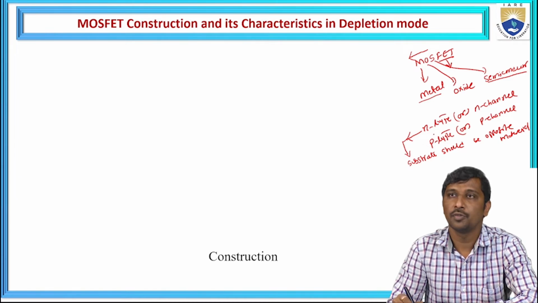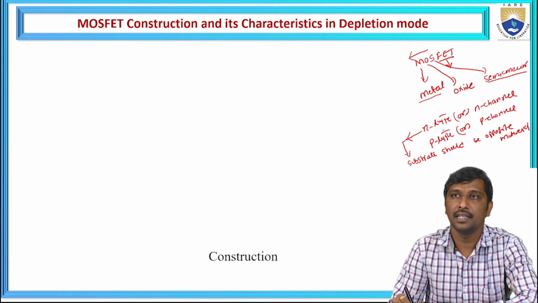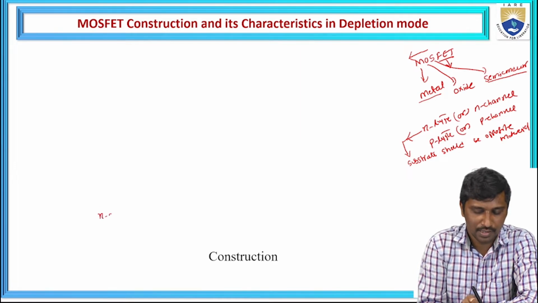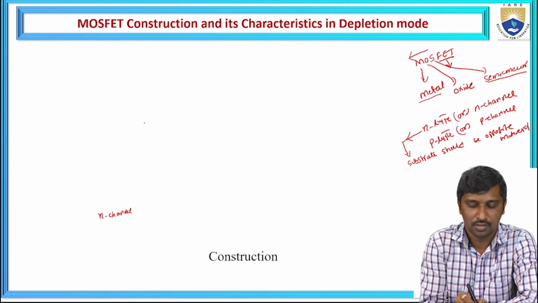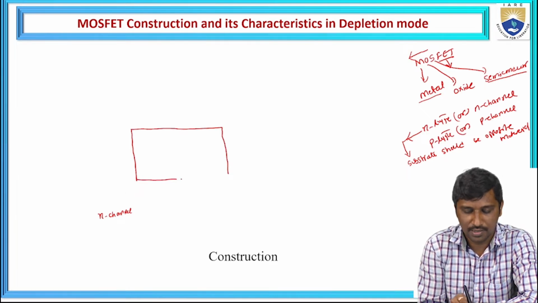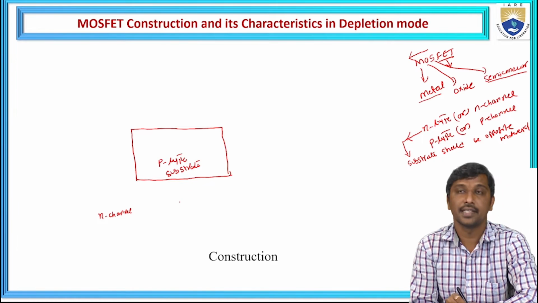If you want to construct the N channel depletion type, we need to take a P type substrate. If you want to construct the P type or P channel depletion type MOSFET, we need to choose an N type substrate. So suppose I'm going to construct the N channel. I am going to take a P type substrate. First, consider this P type substrate, which also acts as a semiconductor.